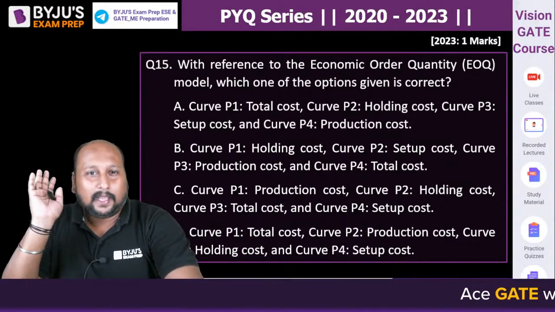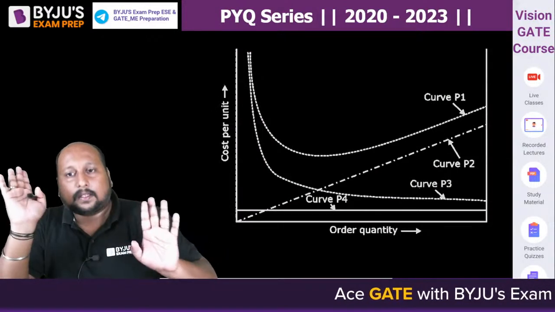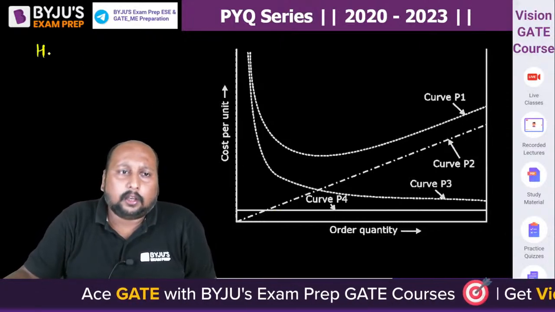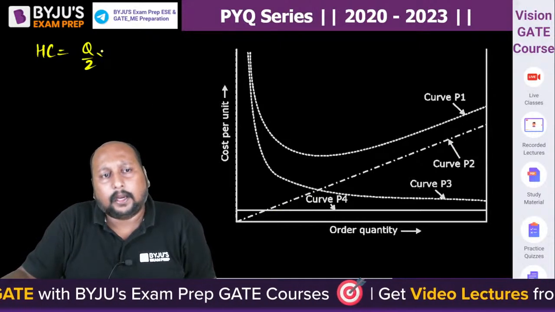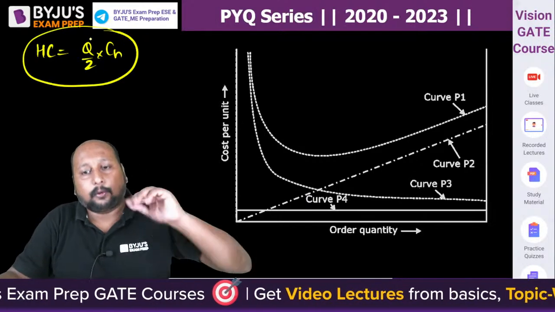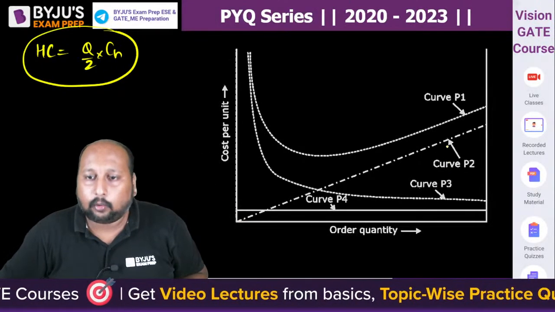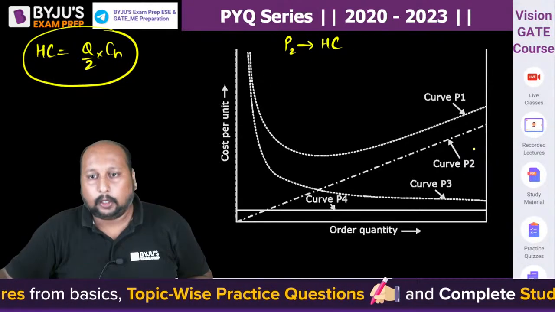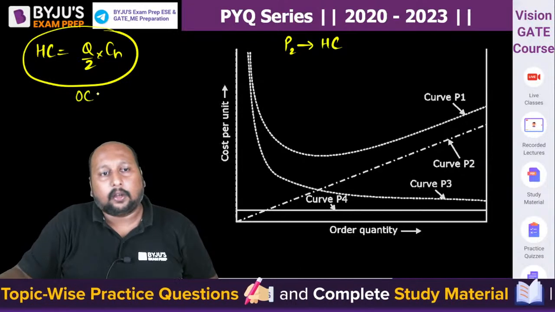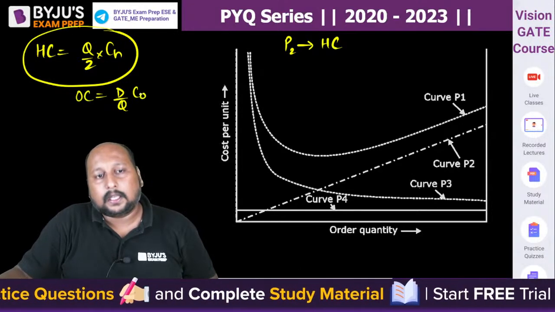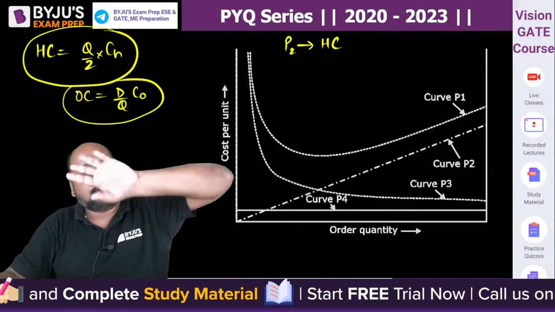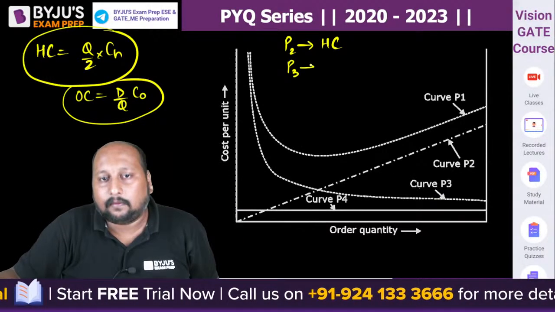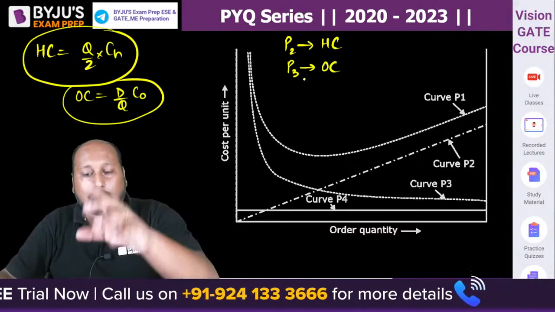Even though they are giving you these curves, can we say which one is which? We know that the holding cost is equal to Q by 2 into Cs. So holding cost is directly proportional to Q. So the P2 line will be representing the holding cost. What about ordering cost? That is equal to D by Q into Co. So ordering cost is inversely proportional to Q. So curve number 3, P3, will be giving you your ordering cost. Let us see, is there any option that we can eliminate?